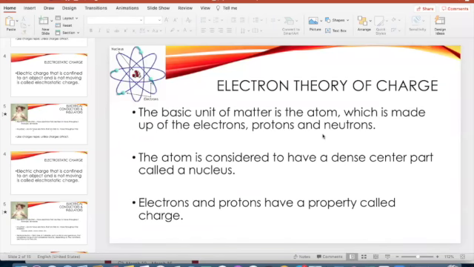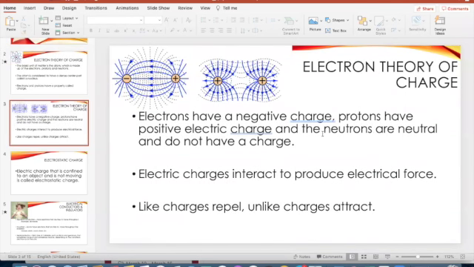So the atom is considered to have a dense center part. That's what we call the nucleus. And then the electrons and the protons have the property called charge. So again, electrons are negatively charged and protons are positively charged. All right. So the same thing I just went over. Your electrical charges, they interact to produce electrical force.